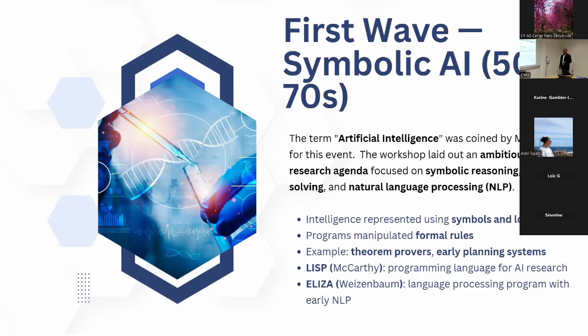It's a lot, no? At that time, intelligence was represented using symbols and logic patterns. Programs manipulated formal rules, so you have rules that the program should follow and at the end give a result, in the sense of the programs of today. So if you input the same thing, at the end you have the same answer, completely different from ChatGPT. If each of you asks a question to ChatGPT, probably it will give a different answer to everyone. So quite different. And as examples, theorem provers, planning systems.